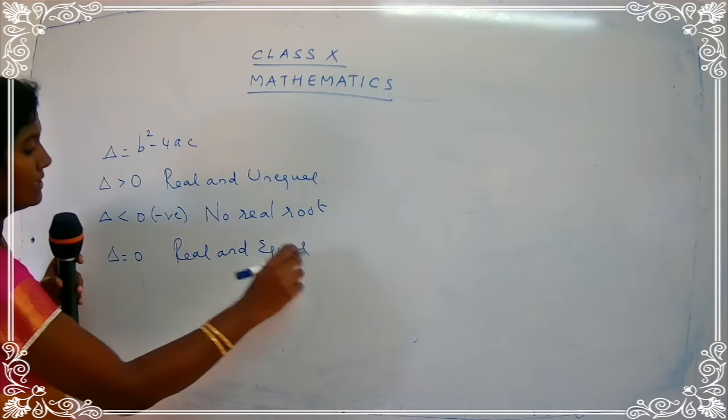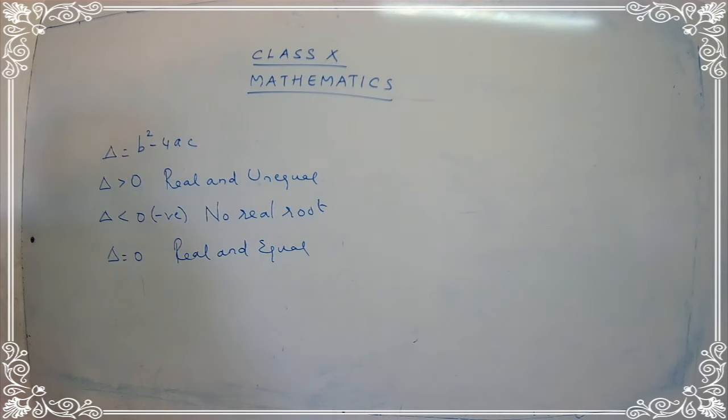Clear children? Listen here once again. If delta is greater than 0, it is a real and unequal root. If delta is less than 0, no real root. If delta is equal to 0, it's a real and equal root. So clear with the nature of the root. You have to remember these different conditions, and we are going to follow with the sum.